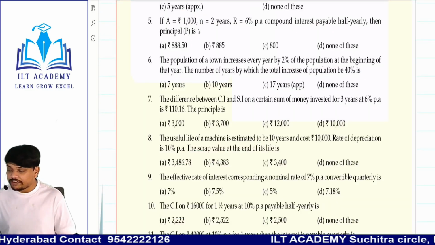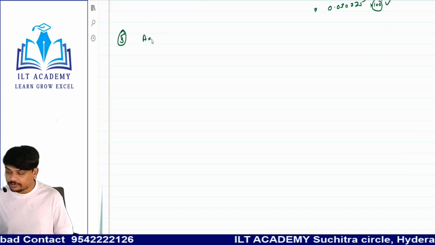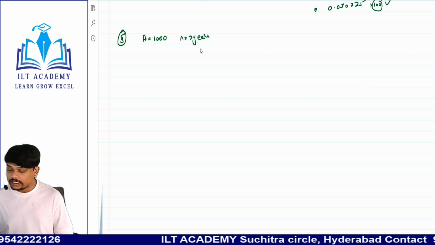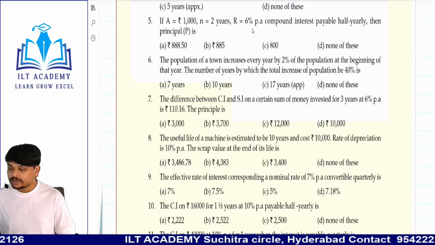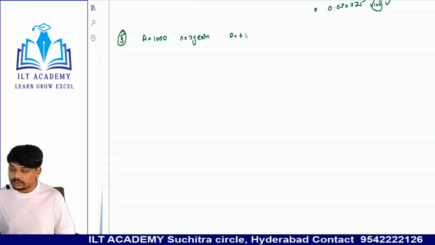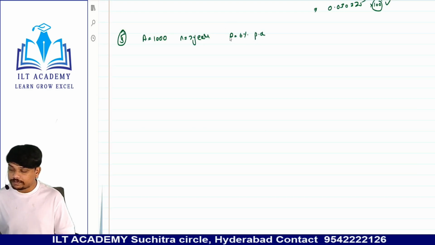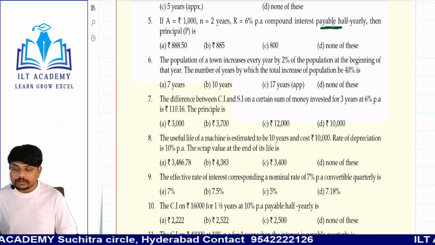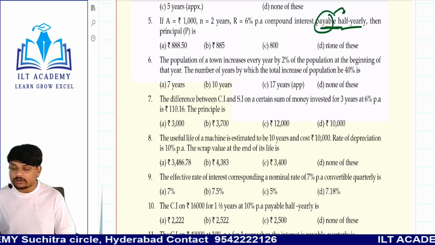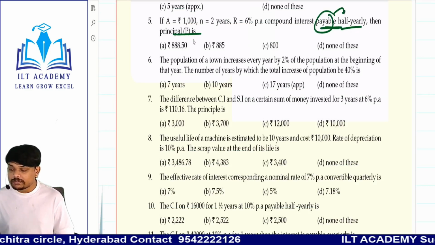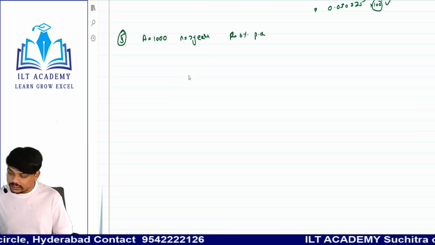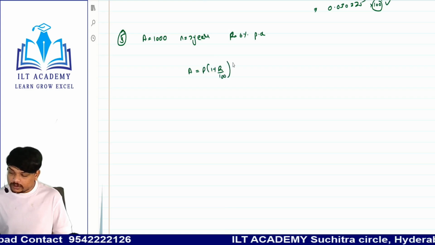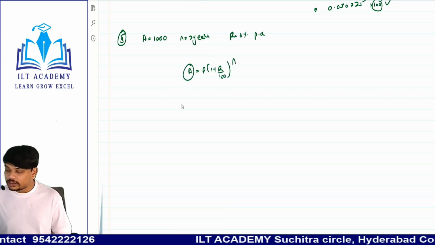Now what is the fifth one? The amount is equal to 1000, n is equal to 2 years, and r is equal to 6% per annum. Compound interest half yearly, payable half yearly. Payable half yearly means compounded half yearly. Then the principal is how much? So we know that amount is equal to P into (1 plus R upon 100) whole power n.